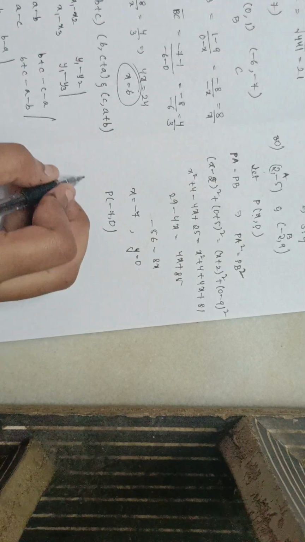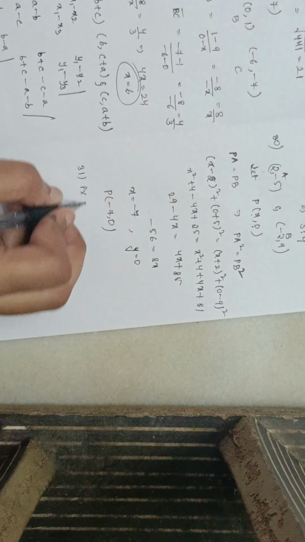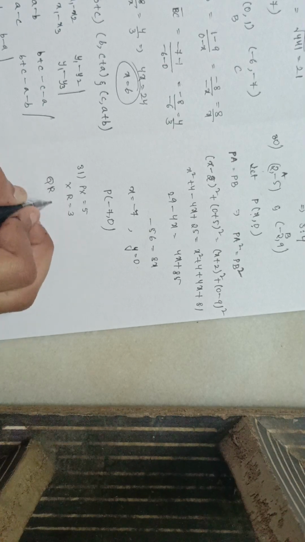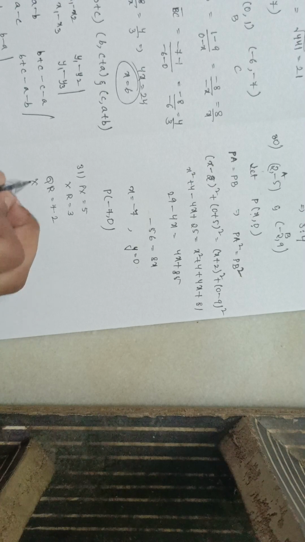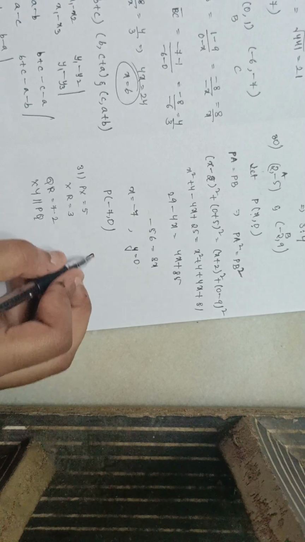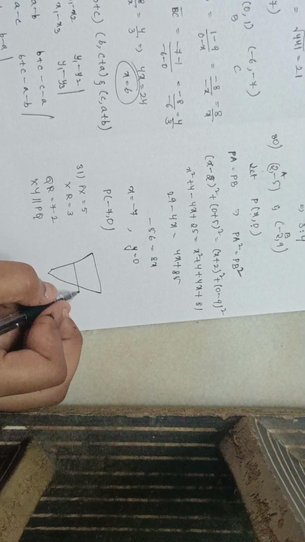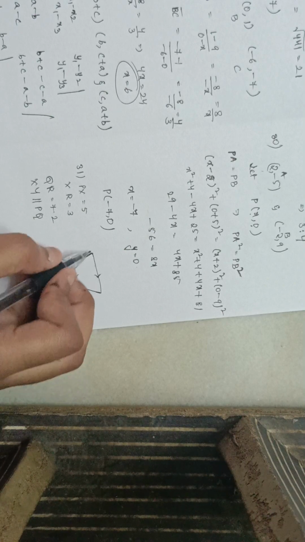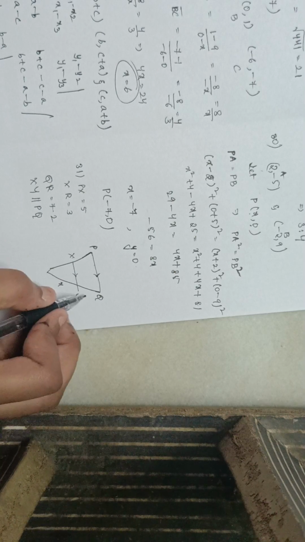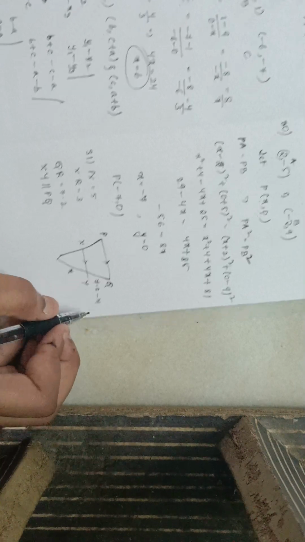Next one, in the given figure, PX equals 5 and XR equals 3 centimeters, QR equals 7.2. Given that XY is parallel to PQ, find the length of RY. The figure drawn is like this: P, Q, X, Y. Let us take this as x, then 7.2 minus x.